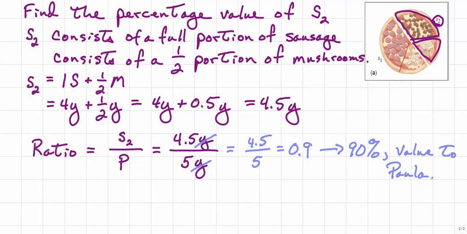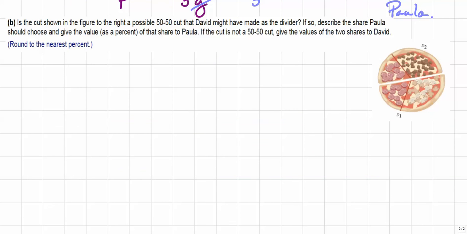Okay. Now, we're going to look at part B of this particular problem. Part B: Is the cut shown in the figure to the right a possible 50-50 cut that David might have made as the divider? If so, describe the share Paula should choose and give the value as a percent of that share to Paula. If the cut is not a 50-50 cut, give the values of the two shares to David.